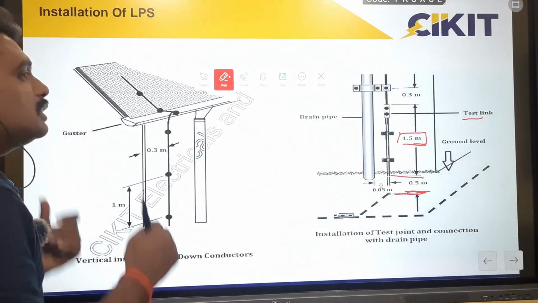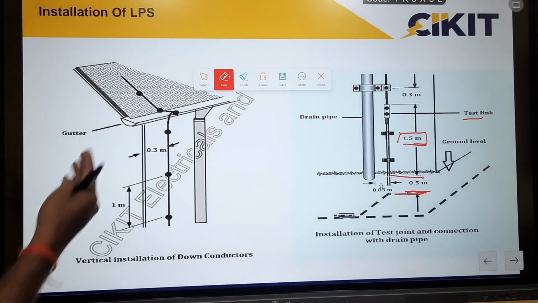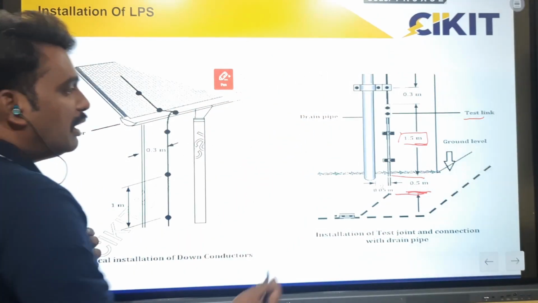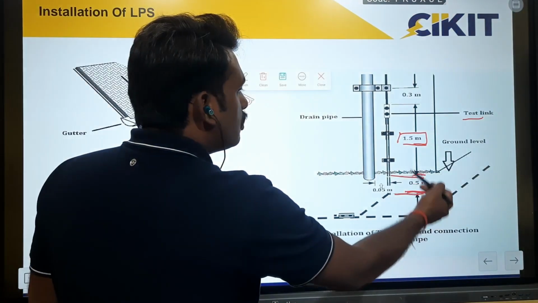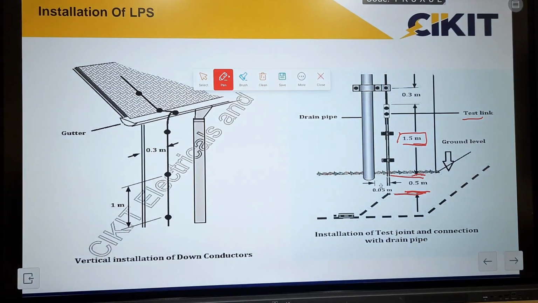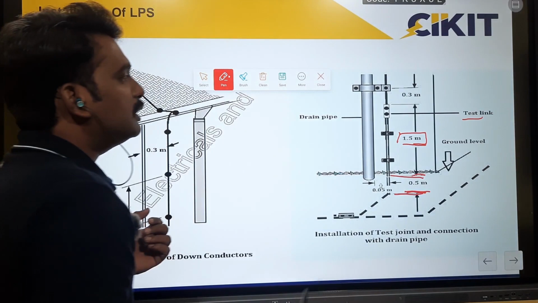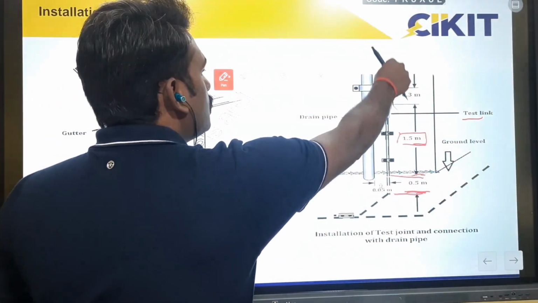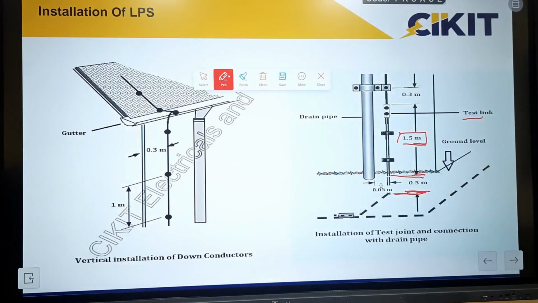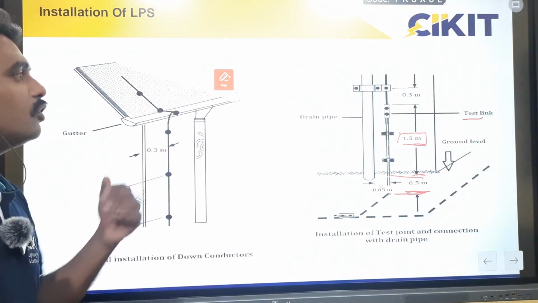We have to go for equipotential bonding, which involves bonding all the metallic structures near the down conductor to the same earthing grid. So equipotential bonding should be done, and the conductor should be laid below the ground level at a depth of 0.5 meter. And the purpose of the test link is, if the earth pit or earthing is not accessible, we can disconnect the link to the down conductor and measure the earth electrode resistance at the test link point itself. And for checking the continuity between two test links, we can also use the test link.